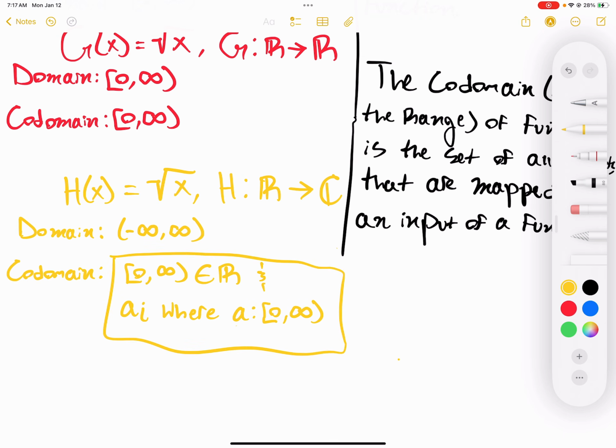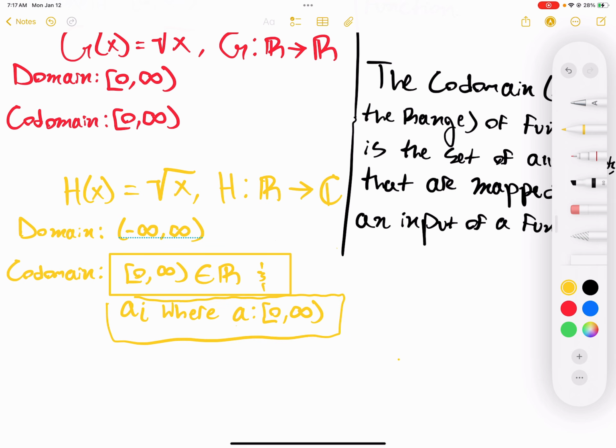This is how we define our codomain. We just defined it based on what outputs we get, based on the inputs that we're allowed to insert. If we input positive numbers or non-negative numbers, then we get something from this set. If we input negative numbers, then we get something from this set. Okay, and that's pretty much it.